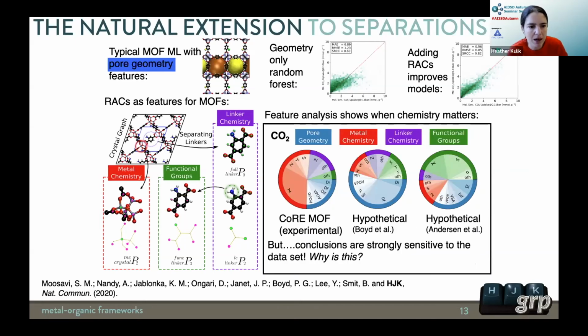However, depending on where we get the MOF data from, if we get it from experimentally characterized structures in something known as the CoRE MOF database, or if we get them from hypothetically enumerated materials, we get different conclusions.